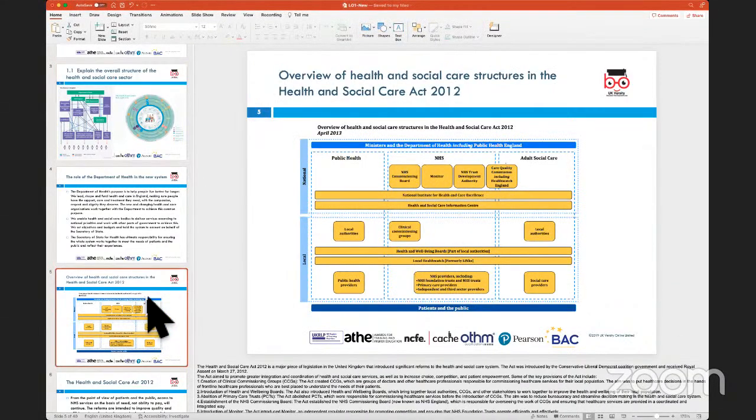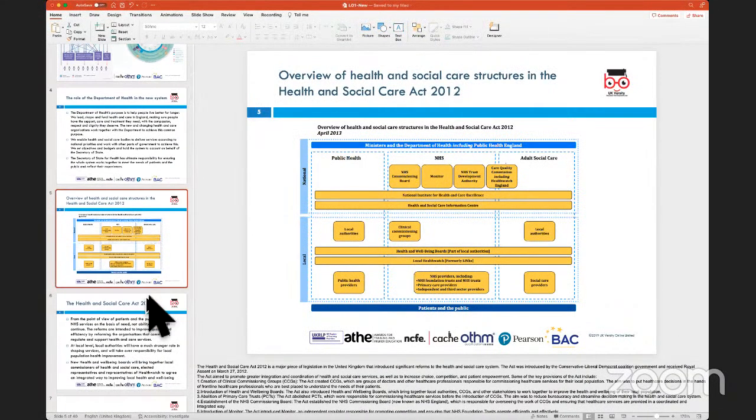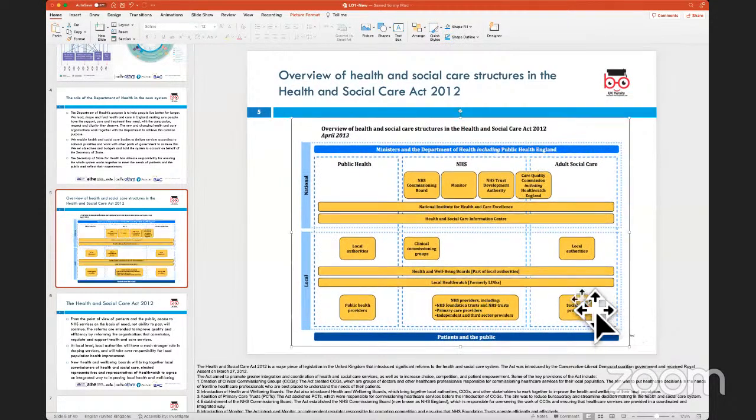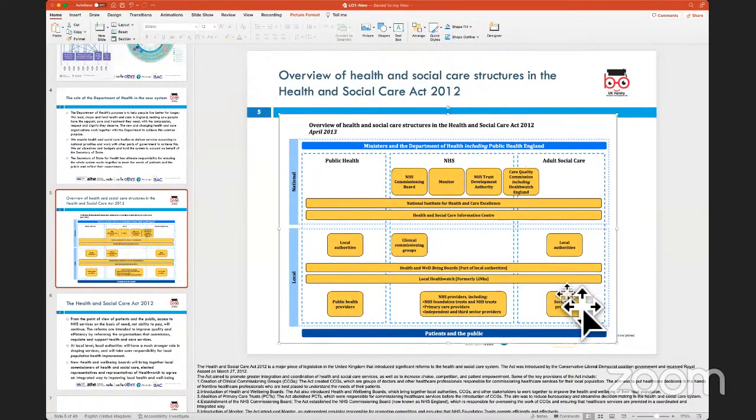Now, let's look at one of the key acts that is very important for us to understand: the Health and Social Care Act of 2012. This particular act gives an overall layout of how the Department of Health structures these services for delivery to members of the public. This is an important piece of legislation because it was introduced in 2012.